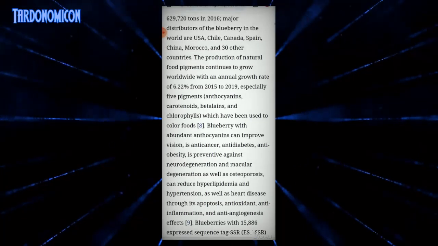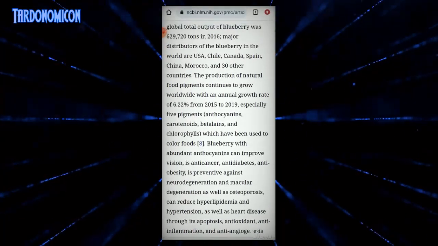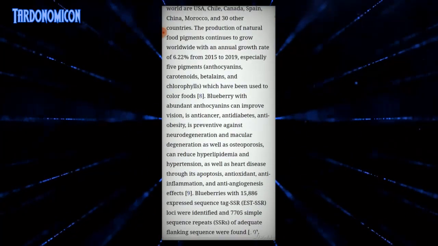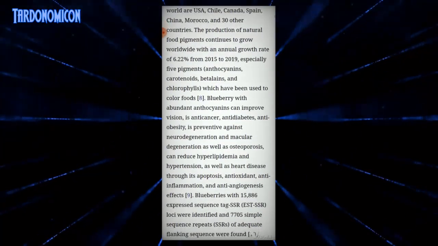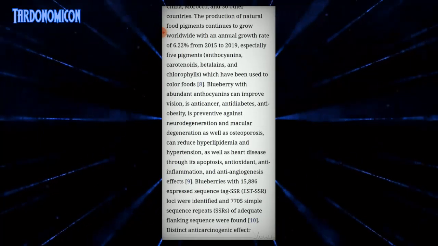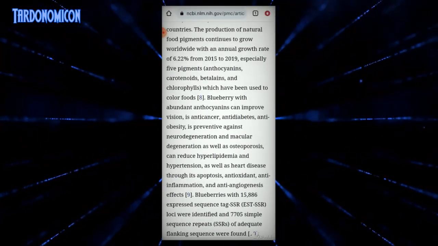Who cares about natural food pigments? Okay, so there are five pigments, including anthocyanins, carotenoids, and chlorophylls, which have been used to color foods.